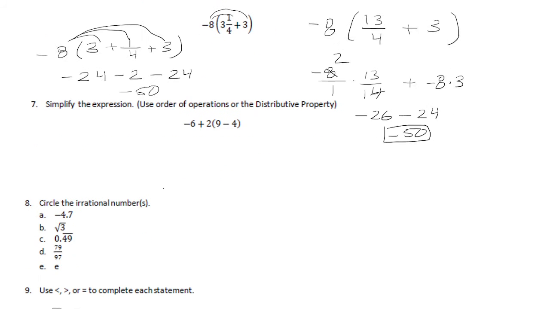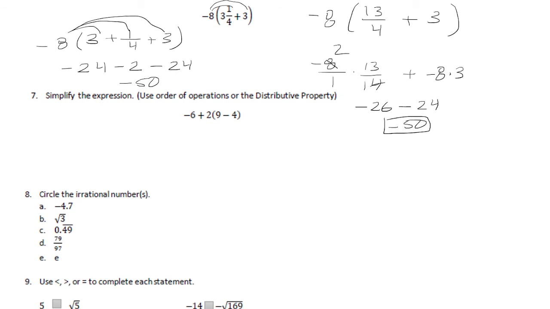For 7, we want to simplify the expression. We can either use order of operations or the distributive property. It's easier to use order of operations, so let's start inside the parentheses. So we have negative 6 plus 2. Now we evaluate what's inside the parentheses to get negative 4. Okay, now we have addition and multiplication, so we're going to do multiplication first. 2 times 5 is 10. And finally we can add it to get 4.